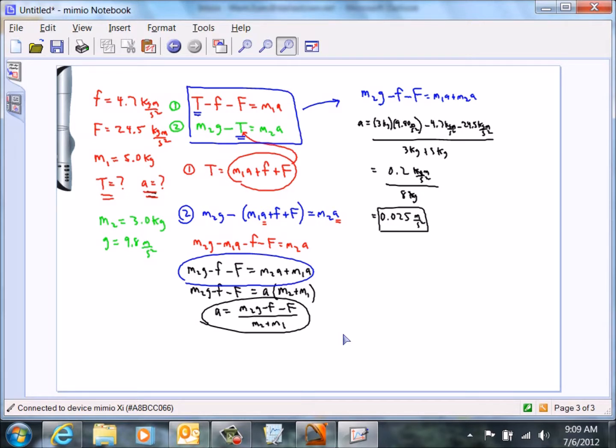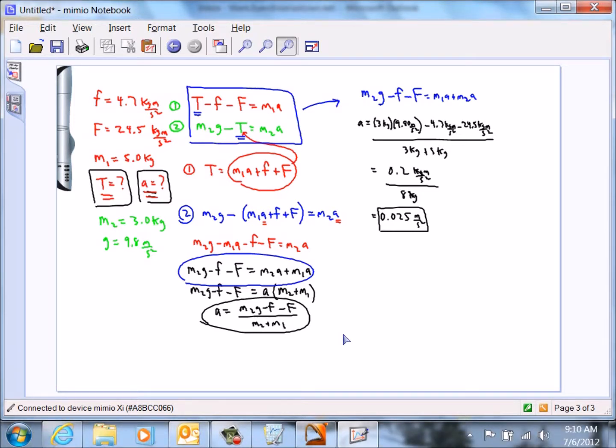Am I done? No, I'm not finished, because remember there were 2 things that I didn't know. I didn't know A, and I didn't know T. So I still have to get the second unknown. I have to get the value for T, which stands for tension. And if you remember, I don't have to go through the whole process over again. All I've got to do is take this value for A and plug it back into either of these 2 equations and solve for the other unknown.